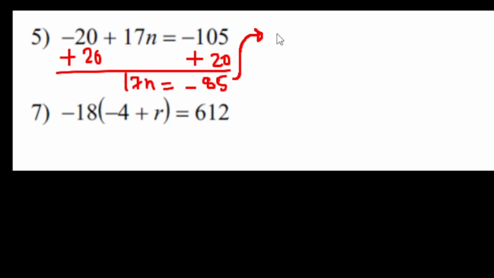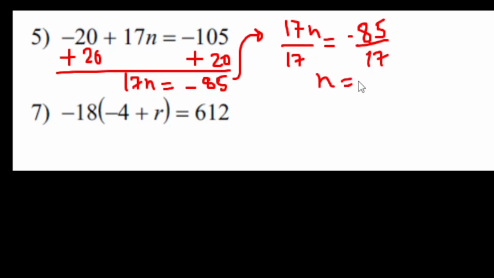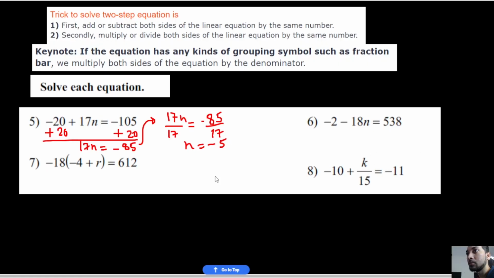Now we divide both sides by this coefficient, which is 17. So divide both sides by 17. And we get n equals negative 5.